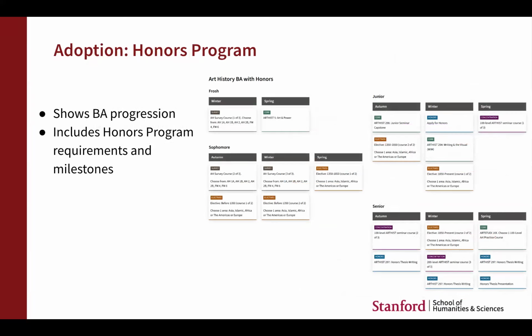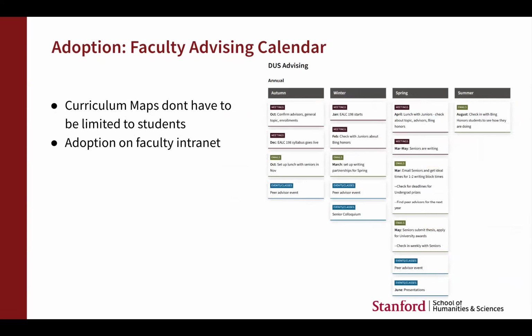This is an example for an honors program. It shows the progression of getting the bachelor's degree and then interweaves the honors requirements starting in winter of junior year. So students can see when they need to start thinking about that. And lastly, we had a one-off use case where there was a faculty advising spreadsheet where faculty advisors are expected to do certain things in different quarters throughout the year with their advisees. So they're supposed to schedule meetings, send certain emails, and host different events or classes. So we were able to make this into a curriculum map that can go onto the faculty intranet.